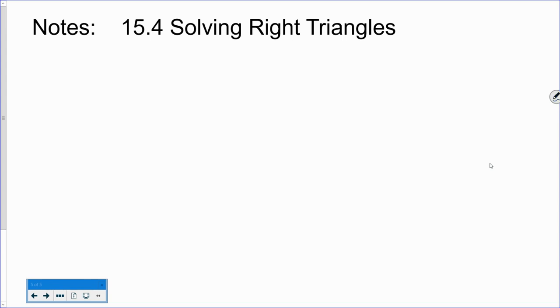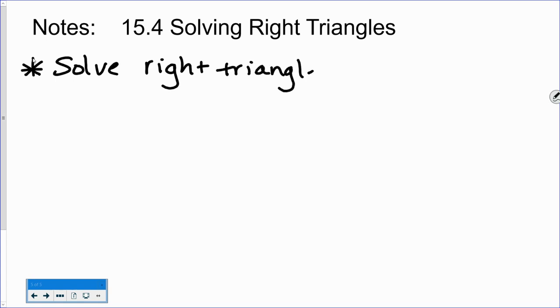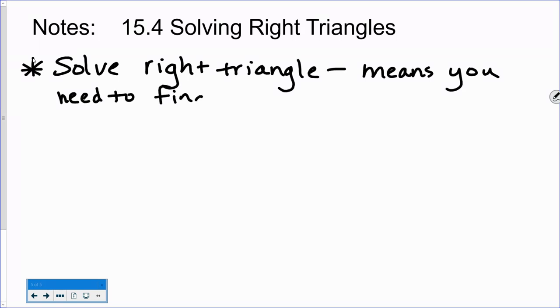Okay, today's notes will be on 15.4, solving right triangles. So when you are asked to solve a right triangle, what that means is you need to find all missing angles and sides.